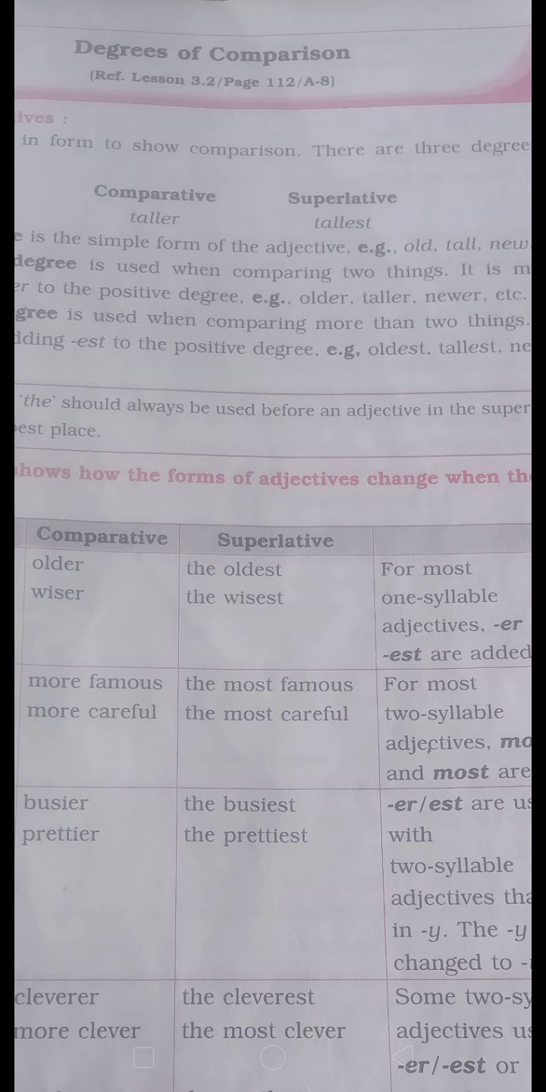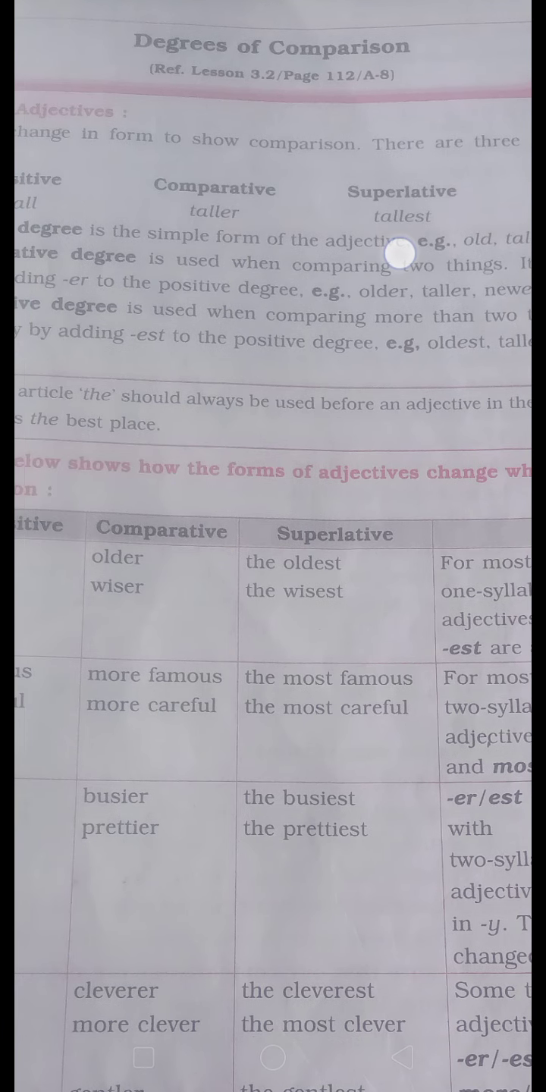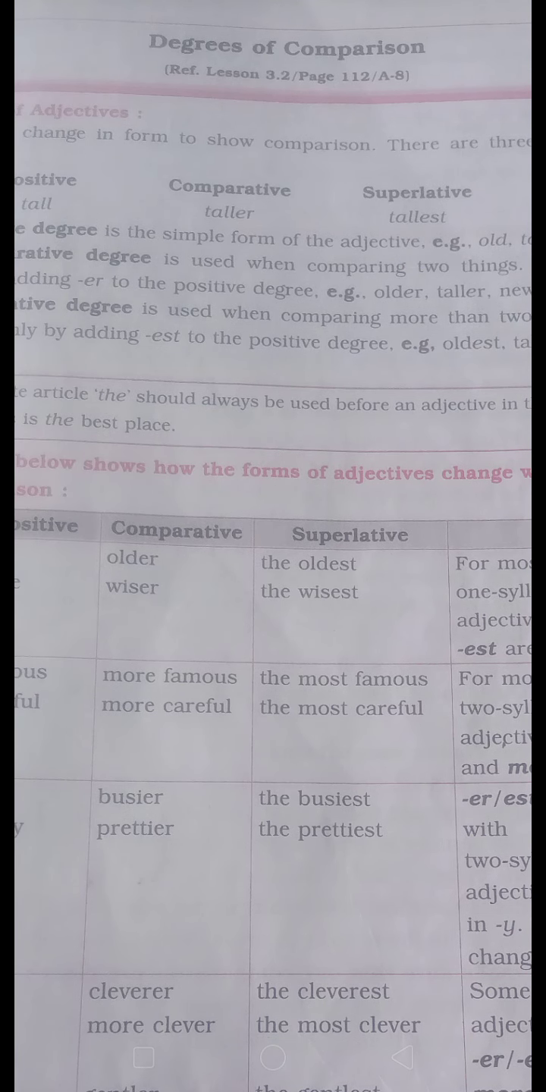And before the est form of the adjective, we always use the. For example, the highest or the tallest, the oldest, the newest.